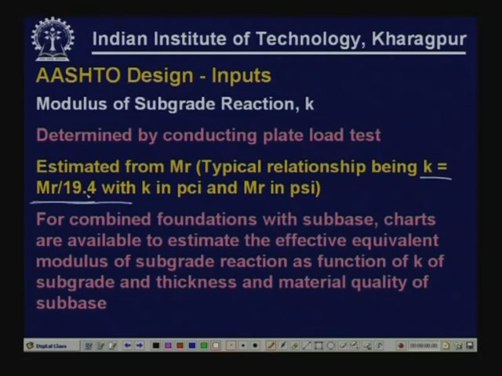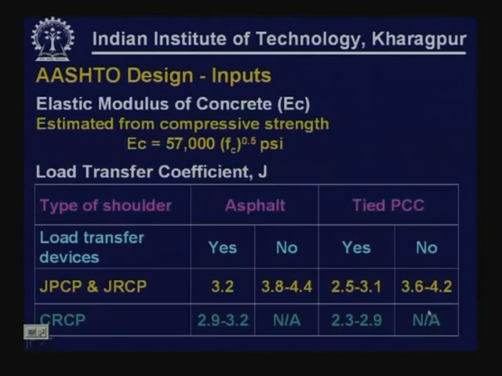PSI. For combined foundations with subbase placed over subgrade, AASHTO gives us charts using which we can estimate the effective equivalent modulus value of subgrade reaction for the combined foundation. So, that can be done as a function of K value of subgrade and thickness of the subbase and also the material quality of the subbase. Elastic modulus value of concrete can be estimated from its compressive strength using this expression.